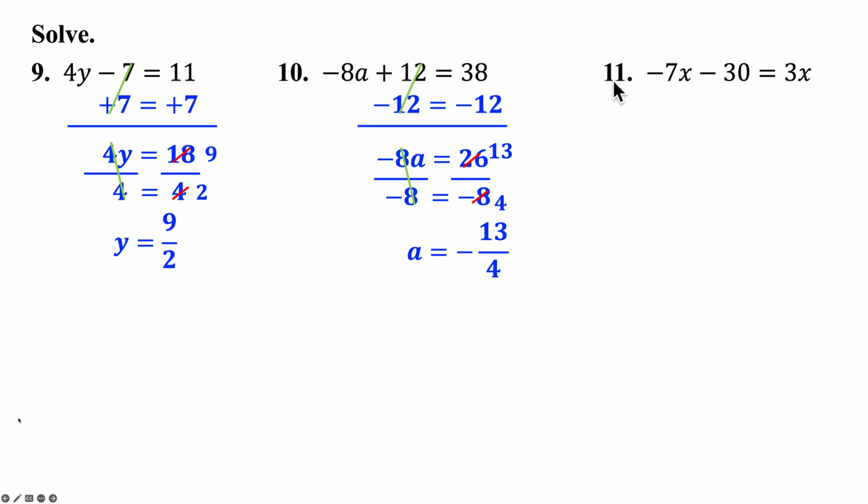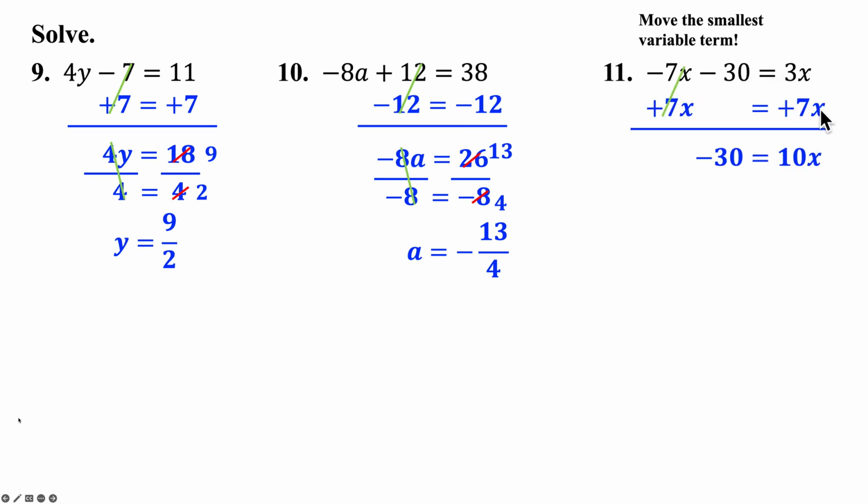Now here, number 11, we have 2 variables, one on each side. The rule here that I like to use is always, always move the smallest variable term. Well, negative 7 is smaller than 3. So add the 7x to the other side. Notice that this is now a positive x term. And we have to divide both sides by 10. So x works out to be negative 3.